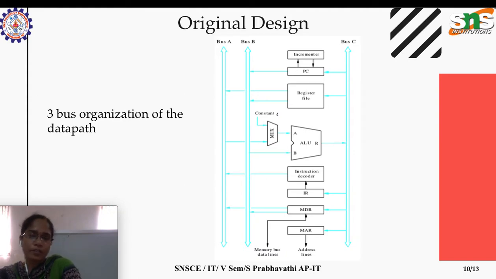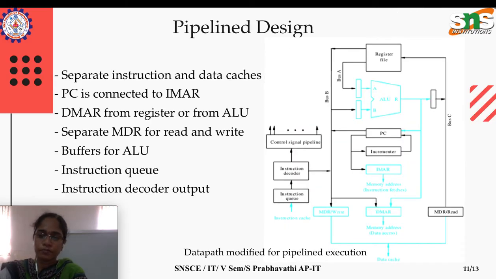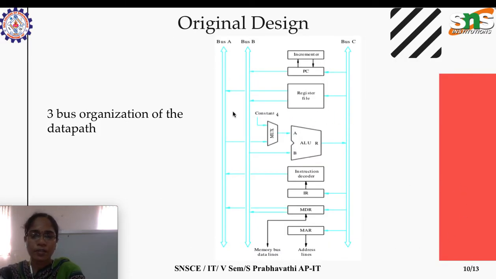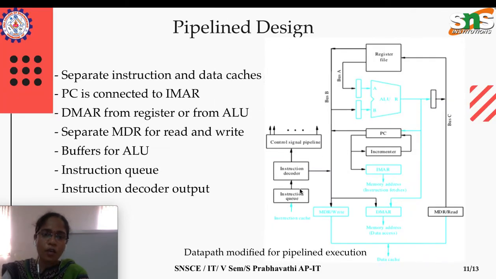Okay, so we have seen earlier the 3-bus organization, this one. In the 3-bus organization we could fetch the register values in parallel at a time to the ALU, and the output will be given to another bus, C. We have already covered this topic, so please pay close attention to these components. We need to rearrange it somehow to implement this bus organization in pipelining. Okay, so while implementing it the data path gets modified.